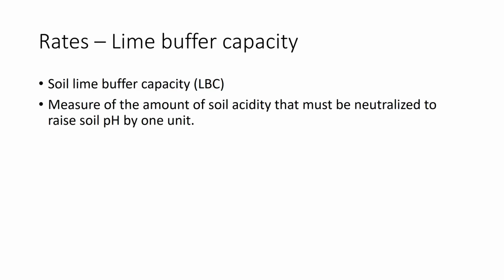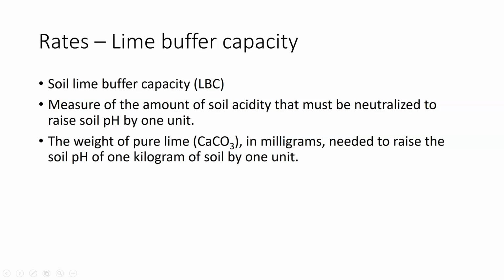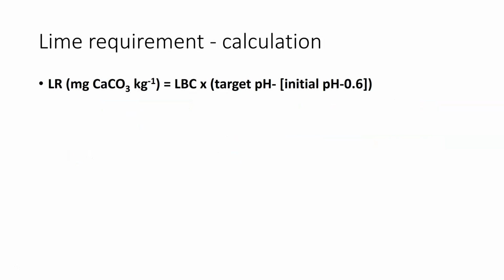That's basically the measurement of the amount of soil acidity that must be neutralized to raise soil pH by 1 unit. You can actually measure these. You take the weight of pure lime in milligrams needed to raise the soil pH of 1 kilogram of soil by 1 unit. That's going to give you your soil lime buffer capacity. This will be much lower in sands than it will in things like clays or organic matter. Calculation: the lime requirement, in milligrams of lime per kilogram of soil, equals the lime buffer capacity times the target pH minus the initial pH minus 0.6.